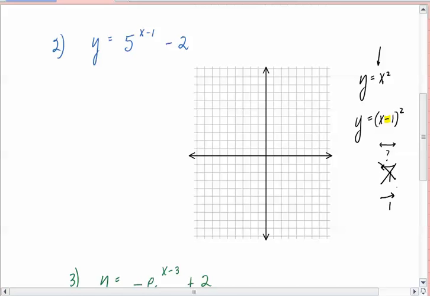Now, let's go back to this right here. And remember, there's my parent graph. I'm going to go ahead and put the parent graph on there, in other words, the one that doesn't have any adjustments to it. So that's going to be 1/5, 0, 1, over 1 up 5. Notice the larger the base, the more quickly it turns.